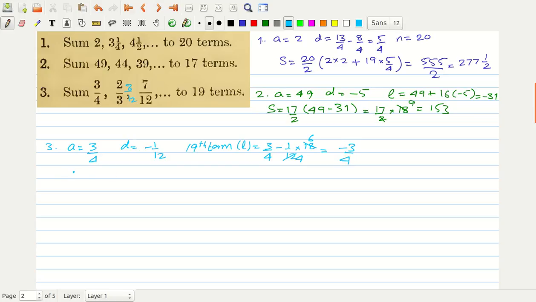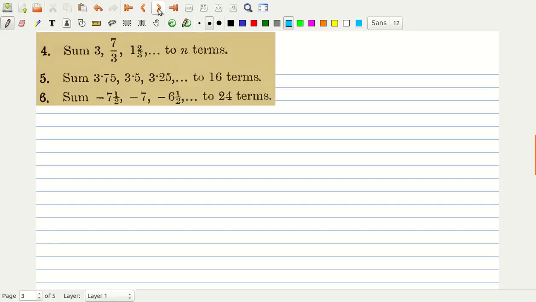So, what will be the sum? Sum will be 19 by 2 times a, which is 3 by 4, and what is the last term? This is minus 3 by 4. So, the sum will be equal to 0, right? Let us look at problem number 4.